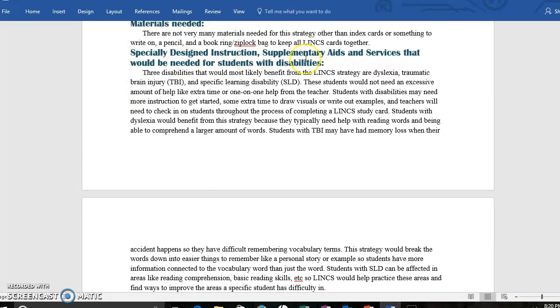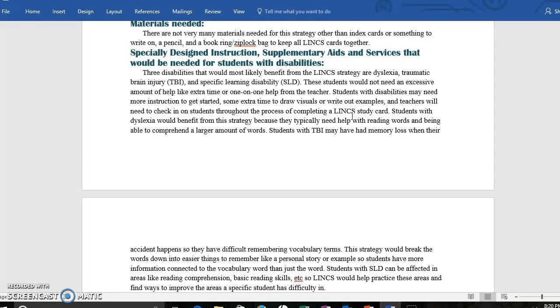Specially designed instructions, supplementary aids and services that would be needed for students with disabilities. Three disabilities that would most likely benefit from the link strategy are dyslexia, traumatic brain injury, and specific learning disability. These students would not need an excessive amount of help like extra time or one-on-one help from the teacher. Students with disabilities may need more instruction to get started, some extra time to draw visuals or write out examples, and teachers will need to check in on students throughout the process of completing a link study guide.